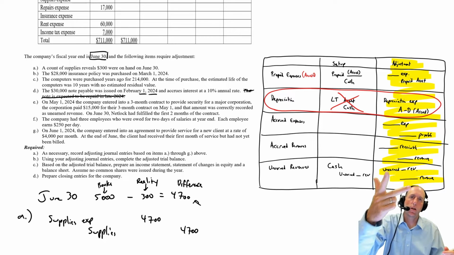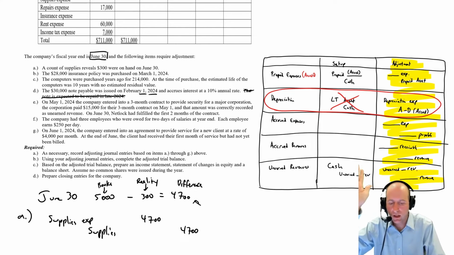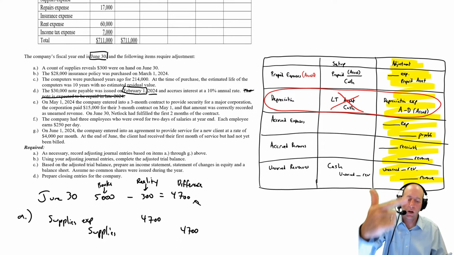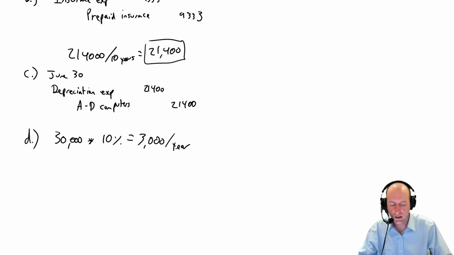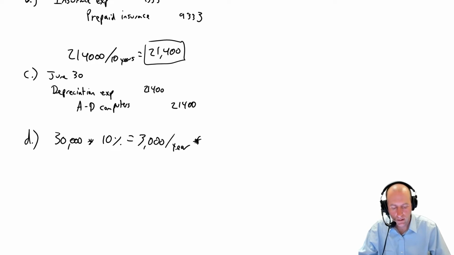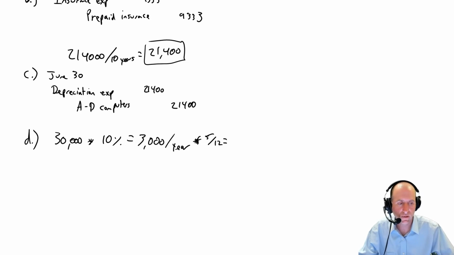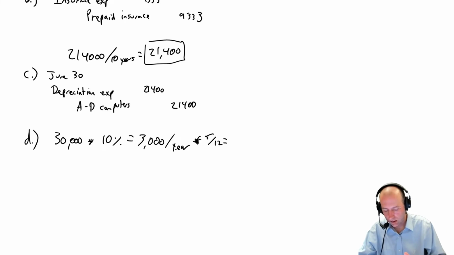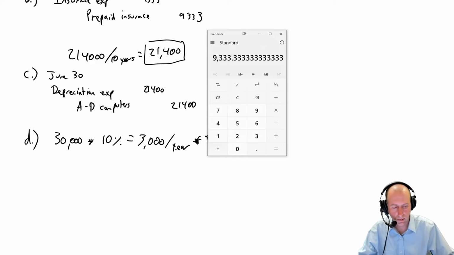February, March, April, May, June. Why did I count February? Because it was February 1st, right? If it was February 28th, I wouldn't count February. But February, March, April, May, June. 5 months. So 5 months of interest means it's 5/12ths of a year. 3,000 times 5/12ths. It's going to be, again, an uneven, awkward number.